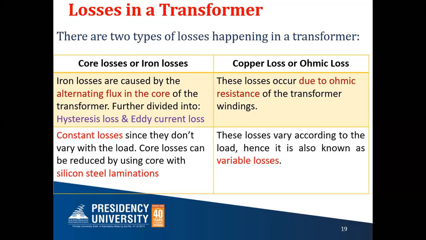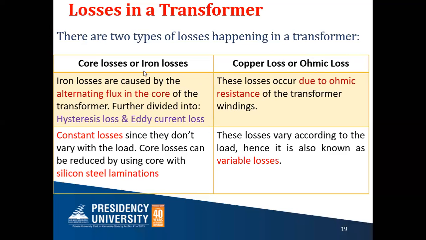Same way, we have one more major loss, copper loss or ohmic loss. Copper loss is the loss that occurs in the copper. Copper is the material we use in the winding. So the losses happening in the winding we name as copper loss or ohmic loss. Ohmic means ohm is the unit of resistance. So this loss is happening due to the resistance of the winding, and so we also call it ohmic loss.